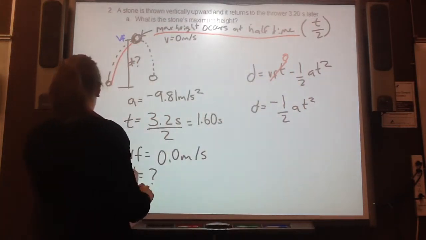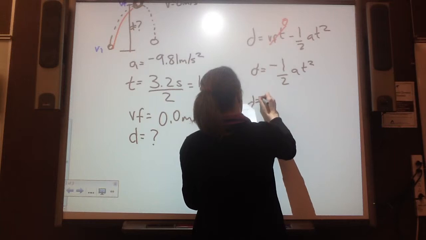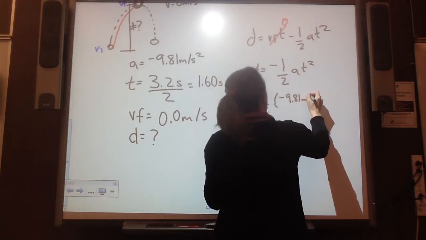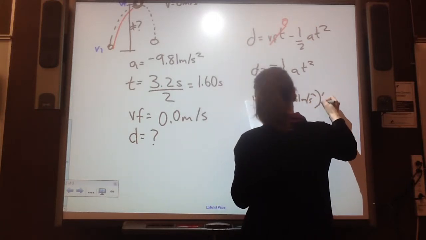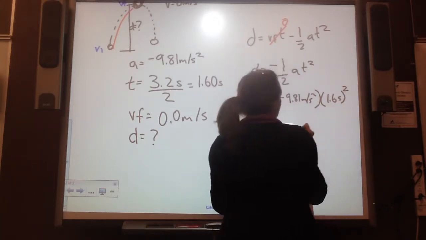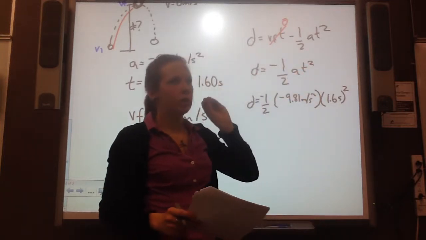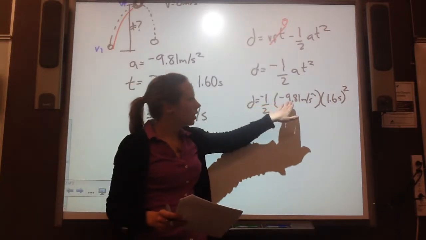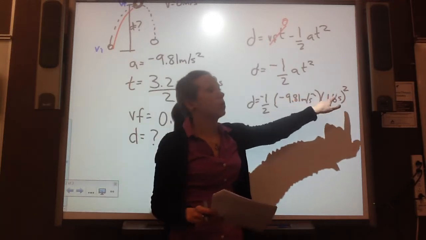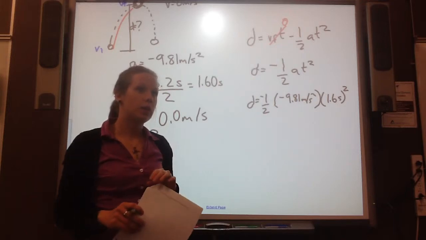Now I can plug it in. So d is equal to negative half, times negative 9.81 meters per second squared, times 1.6 seconds, and that number is squared. Okay, remember, you have to square the t. You have to be really careful about your writing, because even though the units for acceleration are meters per second squared, you don't square this number. So just make sure that you're writing out your work and that you're being clear with your units.